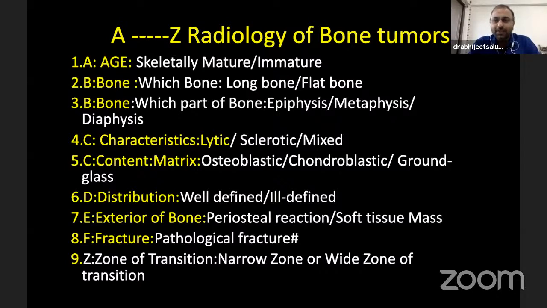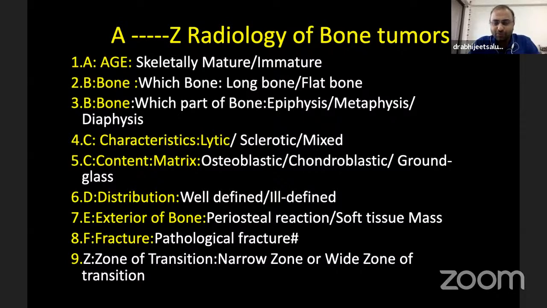Epiphyseal tumors can be chondroblastoma, a benign tumor. A metaphyseal tumor can be a giant cell tumor which can extend into the epiphyseal area, and a diaphyseal tumor more commonly can be Ewing sarcoma. Next is the lesion characteristic, how the lesion looks, whether it's osteolytic, osteosclerotic, or a mixed lesion. Next, again, content. How is the matrix? What is the content of the tumor? Is it osteoblastic, chondroblastic, with a ground glass-like appearance?